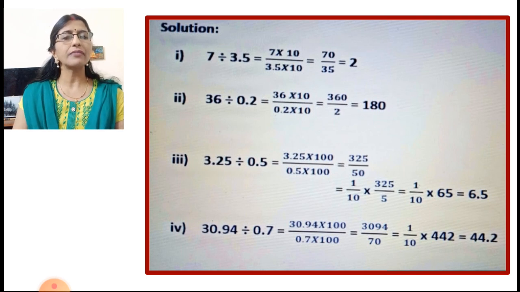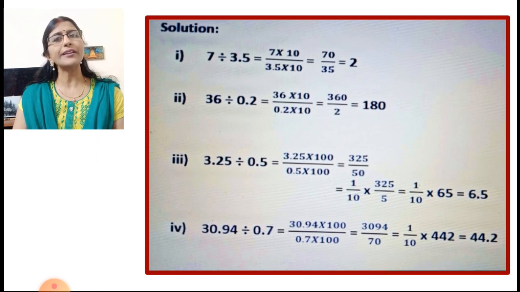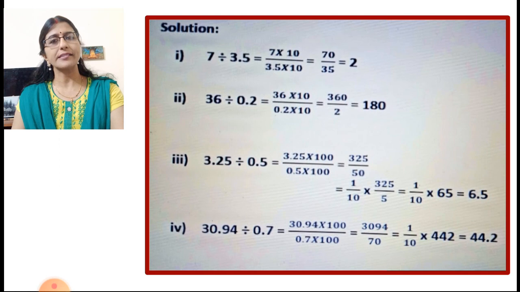3094 we have got. When you reduce 3094 by 7, you will get 442. And then 442 divided by 10. When you divide it, the point will be shifted to the left by 1 place. So you will get 44.2. So practice all the sums, all the important questions. I have taken maximum questions to make you understand.